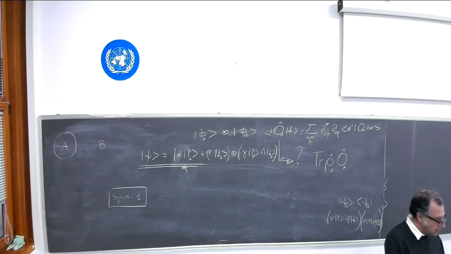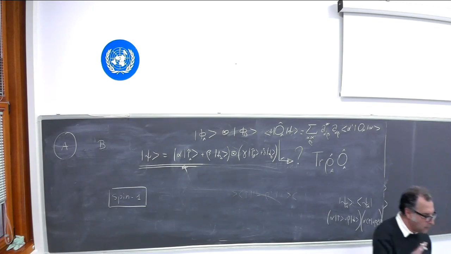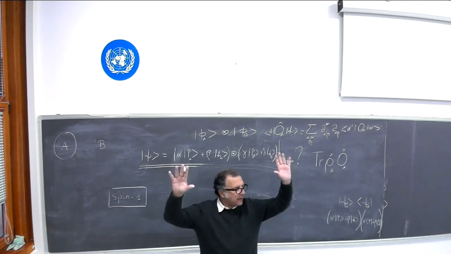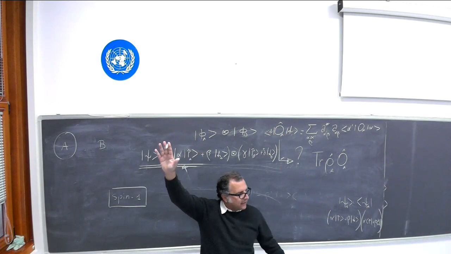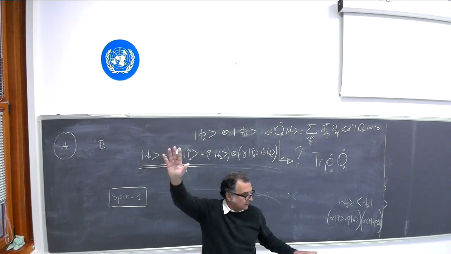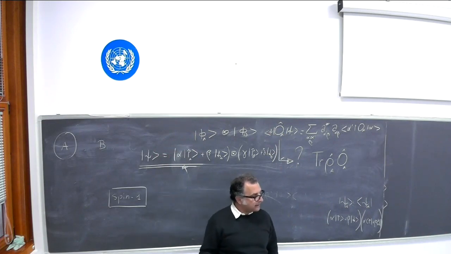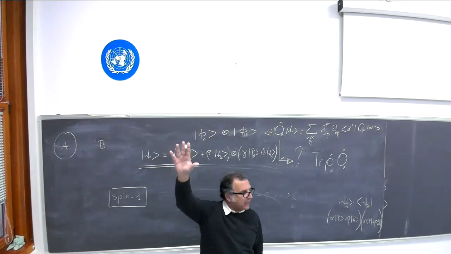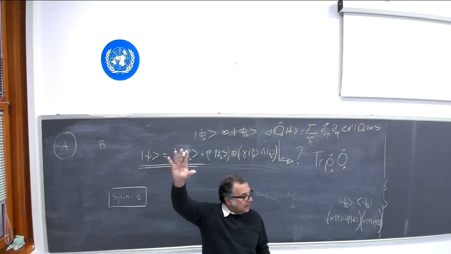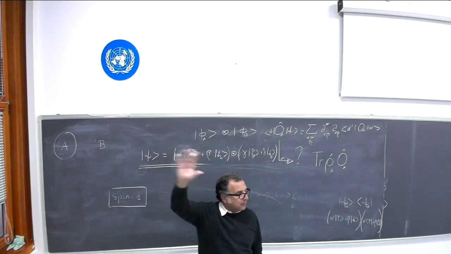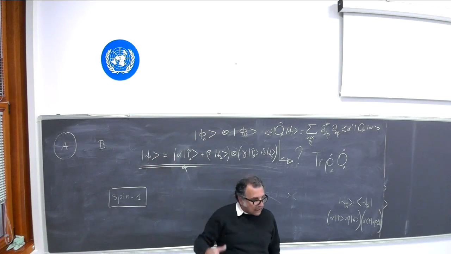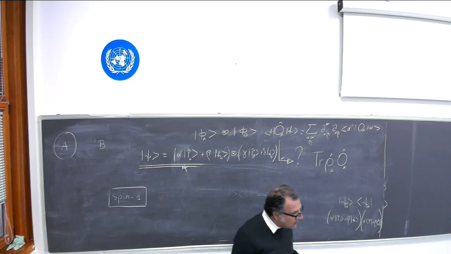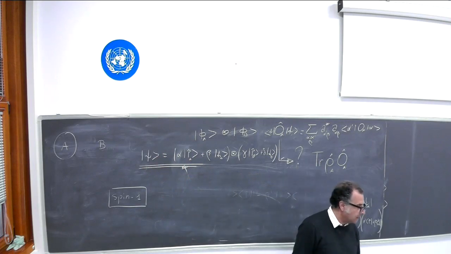So if you have subsystem A and B, and you just observe A, then you cannot say anything about B in any case. The only difference between separable and entangled is that when you observe A and the state is separable, A is a pure state. If the total system is entangled, then A itself will look like a mixed state. This is the difference.